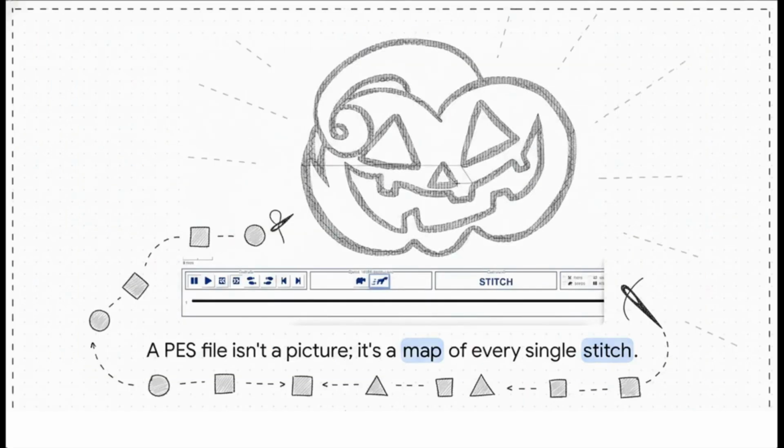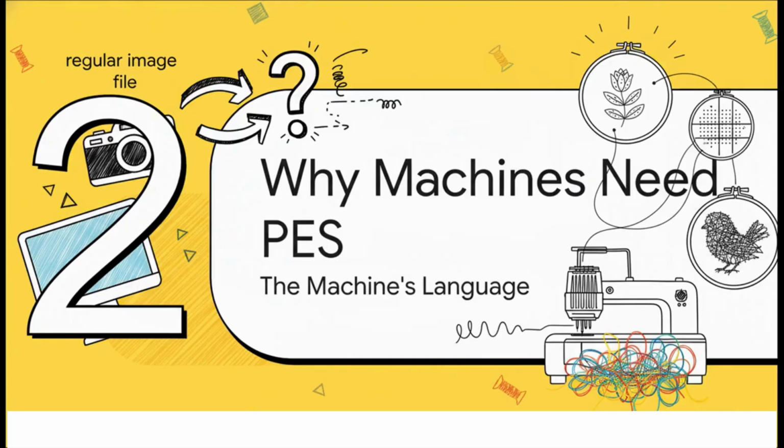So yeah, a PES file isn't really an image at all. It's more like a map or a set of coordinates. It tells the machine exactly where to put every single stitch, what kind of stitch to use, and the perfect order to do it all in. It's pure instruction. But why, right? Why can't the embroidery machine just look at a regular picture and figure it out? It would be so much easier.